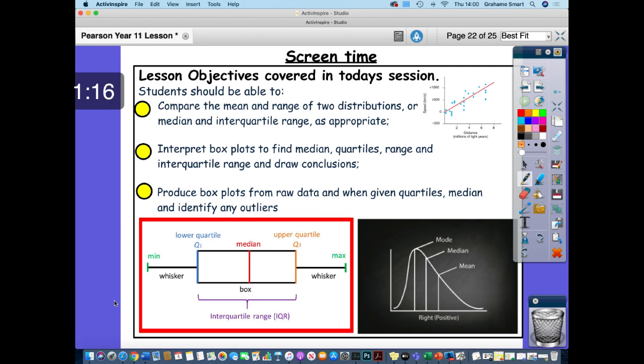Okay, lesson objectives today: compare the mean and range of two distributions, or median and interquartile range as appropriate. Definitely done that today, looking at that pre and post lockdown screen time data. Interpret box plots to find median, quartiles, range and interquartile range and draw conclusions. Again, definitely done that. We were comparing box plots to back up some statements. We did that in the last exam questionnaire as well. And then producing some box plots from raw data, and when given quartiles, median, and identifying the outliers. We haven't had a chance to talk about outliers today, which is a shame, and I really hope that we get to do that in a future session because it is important, but it just wasn't time in today's session.